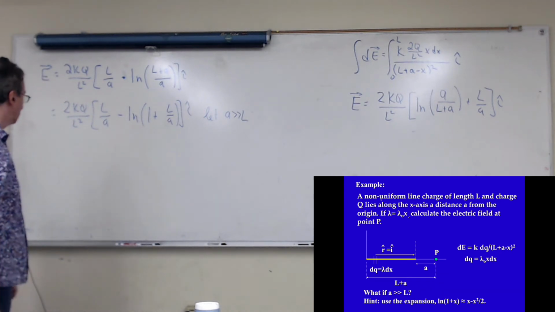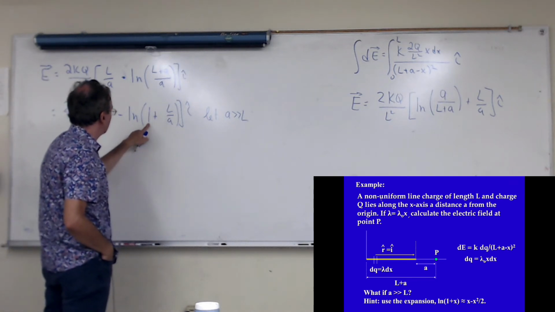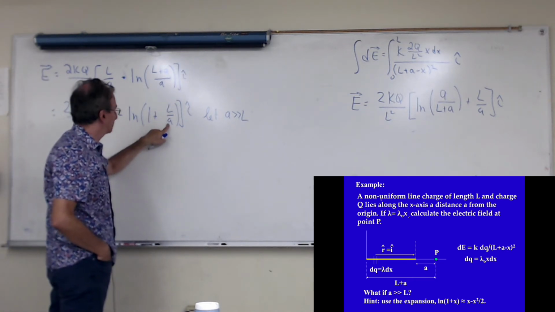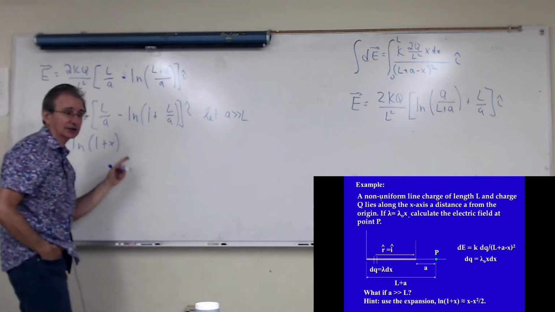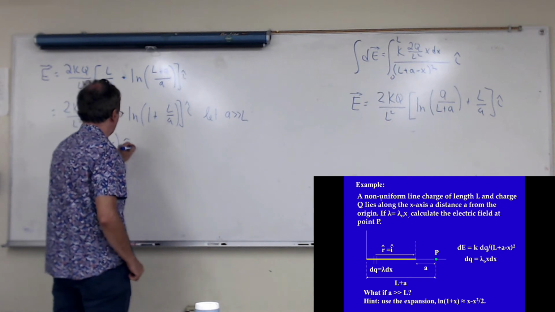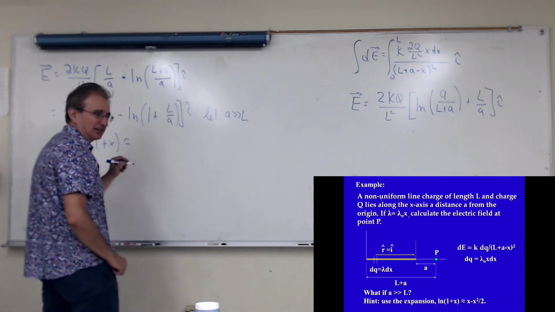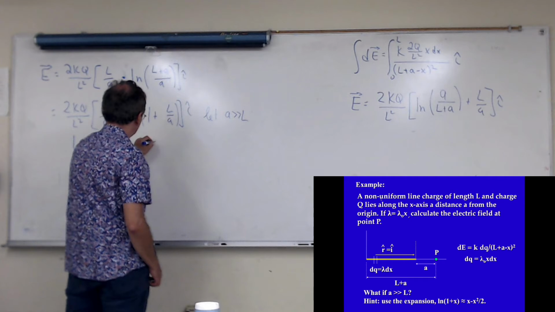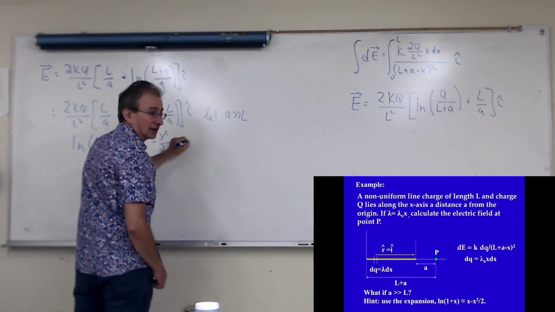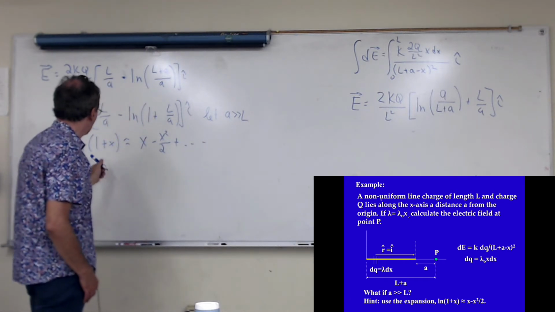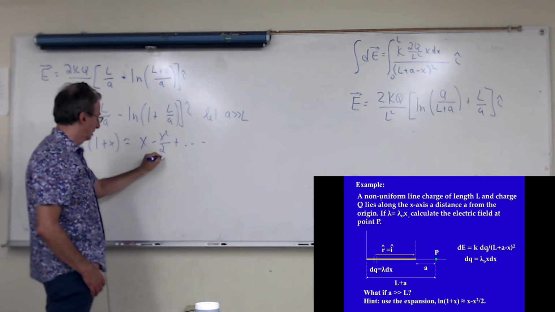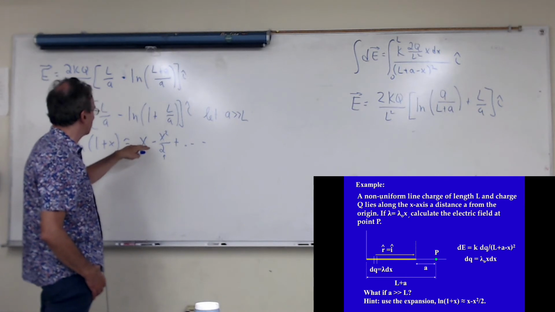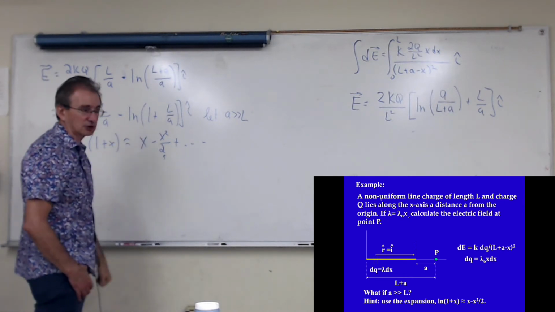So what I'm going to do is, since this is the natural log of 1 plus some small number, I can expand this because the natural log of 1 plus x, where x is small, is x minus x squared over 2 plus dot, dot, dot. And I'm going to only keep the expansion up to the first non-zero term. And so it turns out that when I do the expansion of this function here, the first non-zero term will be the x squared term.